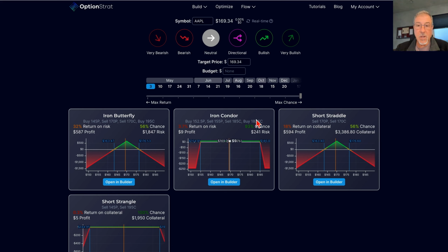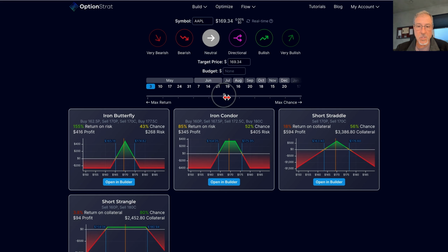The other thing I need to look at here, let me just take this back to a normal setting, a mid-setting. The other thing I want to look at here is the amount of capital that I would have to tie up on each one of these trades. So with this iron condor, I have a max risk of $268. Or excuse me, I said condor.